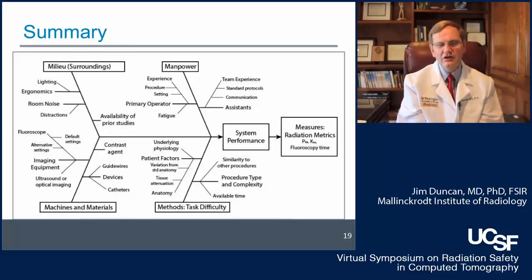So in summary, a series of different factors drive radiation use during our fluoroscopic procedures. These factors all contribute to system performance, and their footprints are all over our measures of radiation use, whether it's fluoroscopy time, reference point air kerma, or kerma area product. And I hope that having a better understanding of the different factors and how they drive performance during your procedures can help you improve in the future.